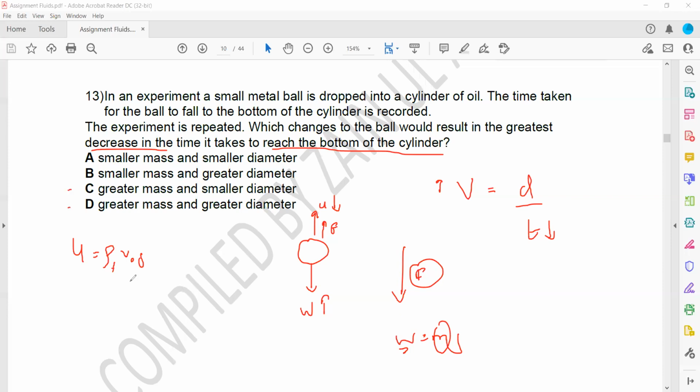Then how to decrease the upthrust? Upthrust is density of the fluid, volume of the object, and gravity. So if I decrease the density or the volume of the object, the upthrust will also decrease. When we decrease the volume, the upthrust decreases. So how can we decrease the volume? By reducing the diameter. That's why C is the right answer. Is this question clear?